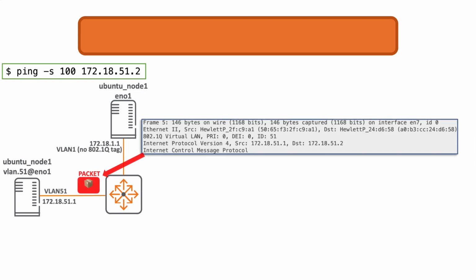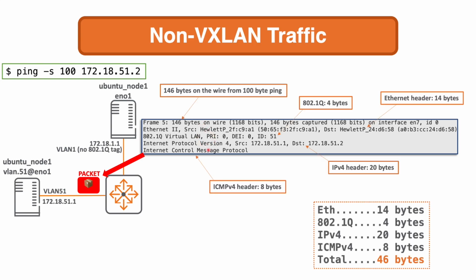of the network. Here's the sample frame then, and as you can see, it's 146 bytes on the wire, and you can see the various headers there. So let's break that down. First of all, we've got the Ethernet header of 14 bytes. Now this is new because in the first video it was traffic in VLAN 1 without a tag, so now the traffic coming in also has a tag. We're in VLAN 51, so we've got 4 bytes there.